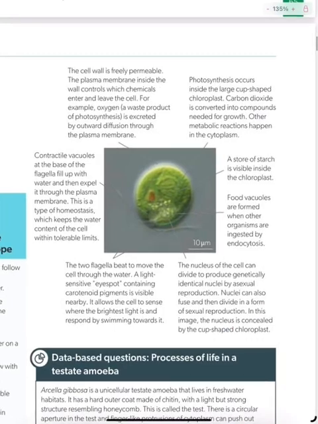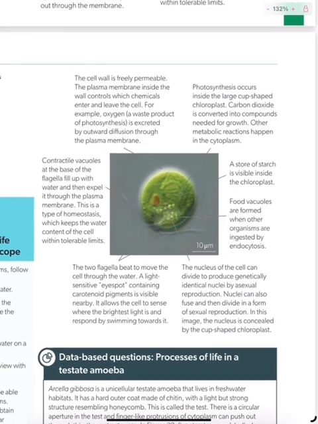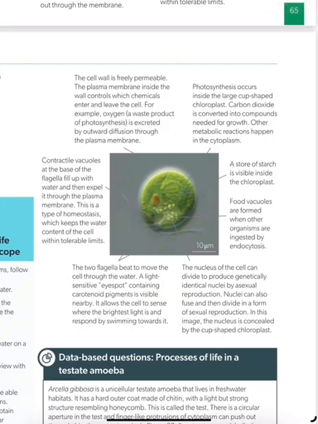And this is a plant cell. It has a cell wall, which is freely permeable, contractile vacuoles, two flagella, nucleus, food vacuoles, and we have a chloroplast, and also photosynthesis occurs in the chloroplast.